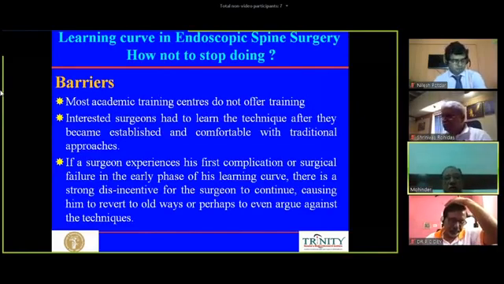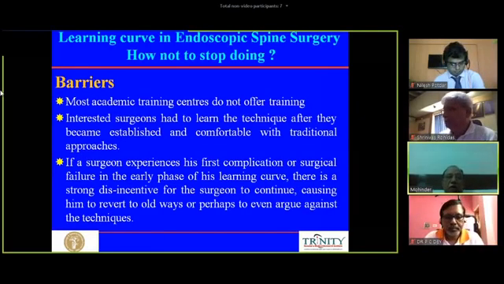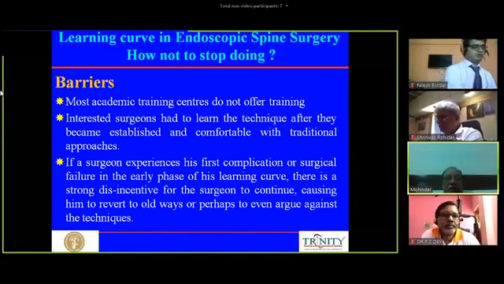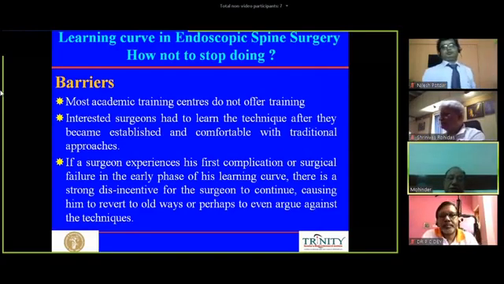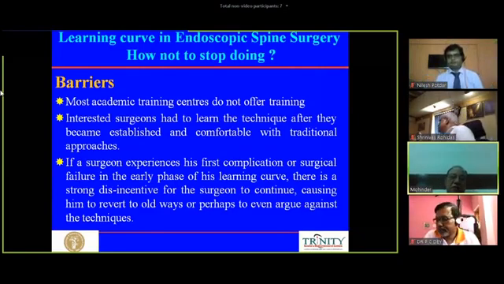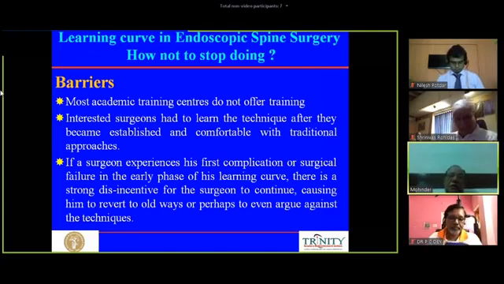And I think we have to accept that nowadays few teaching hospitals have endoscopic spine surgery as part of the teaching curriculum. But during our times, it was not there. And even today, most academic training centers do not offer such training. Interested surgeons had to learn the technique after they became established and comfortable with the traditional approaches.